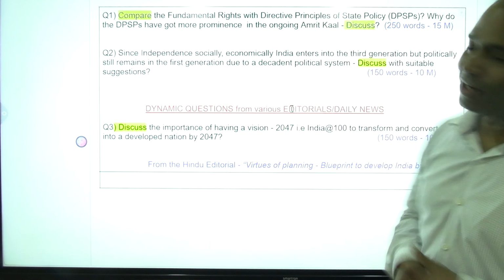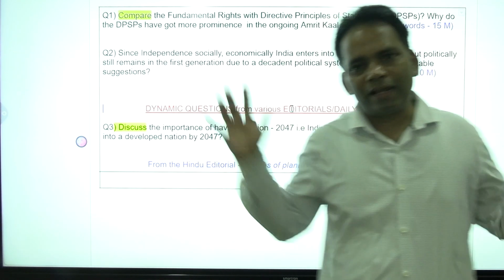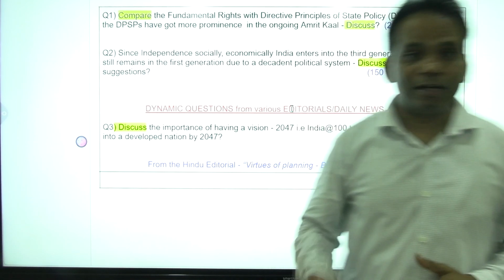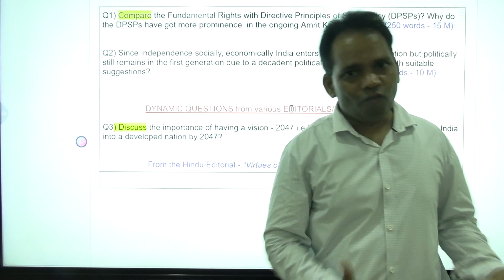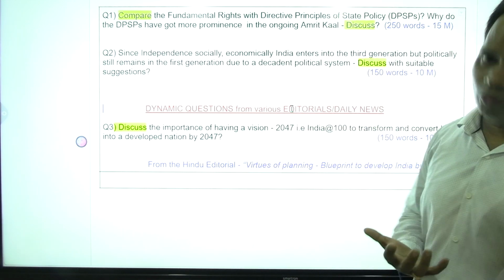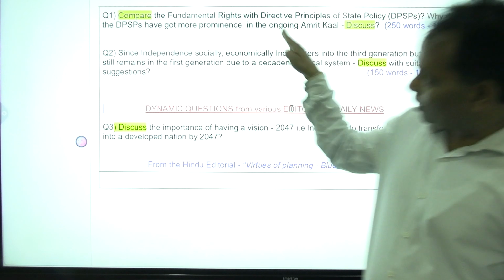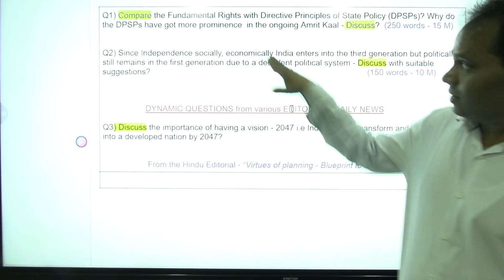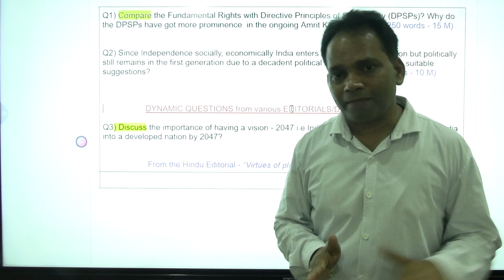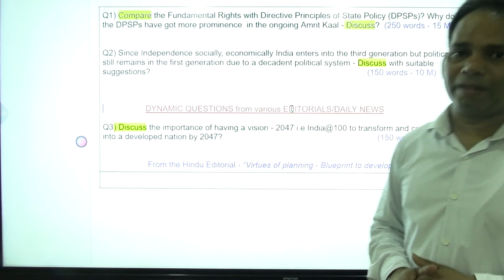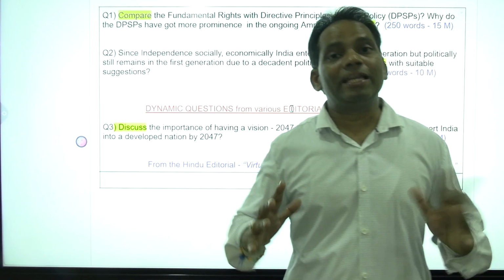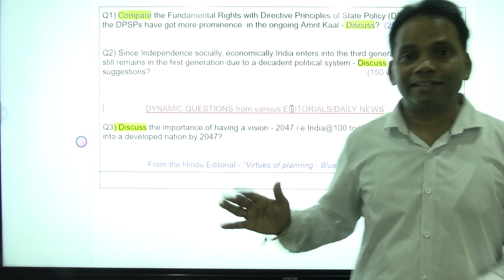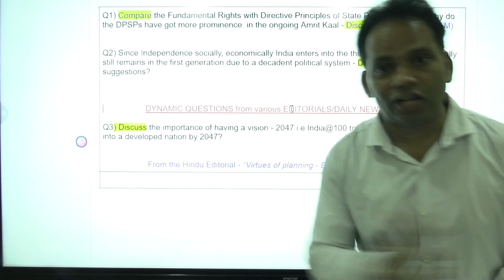Similarly, economically also, India has been transformed a lot. At the time of independence, around 45% of GDP was contributed by agriculture. Now it is around 15%. The services sector was very small at that time, and now it has reached around 60%. In industry, India has become the 8th largest industrial country. So in the three sectors, economically India has changed a lot.